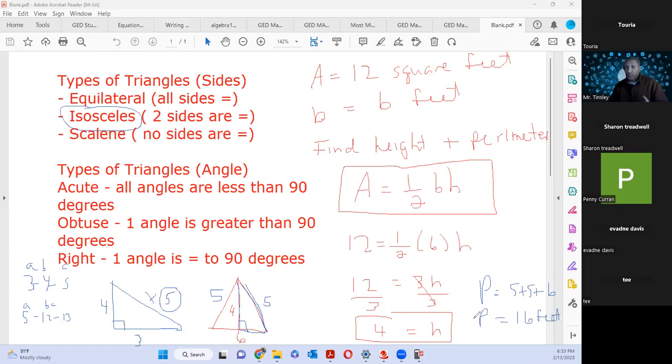This is a hard problem. It just takes a lot of steps. Not only do you need to know the formula for area, you need to know the formula for perimeter, but you also need to know the Pythagorean theorem to find the missing side of a right triangle. Now, I don't think they're going to give you this problem. This seems very difficult.